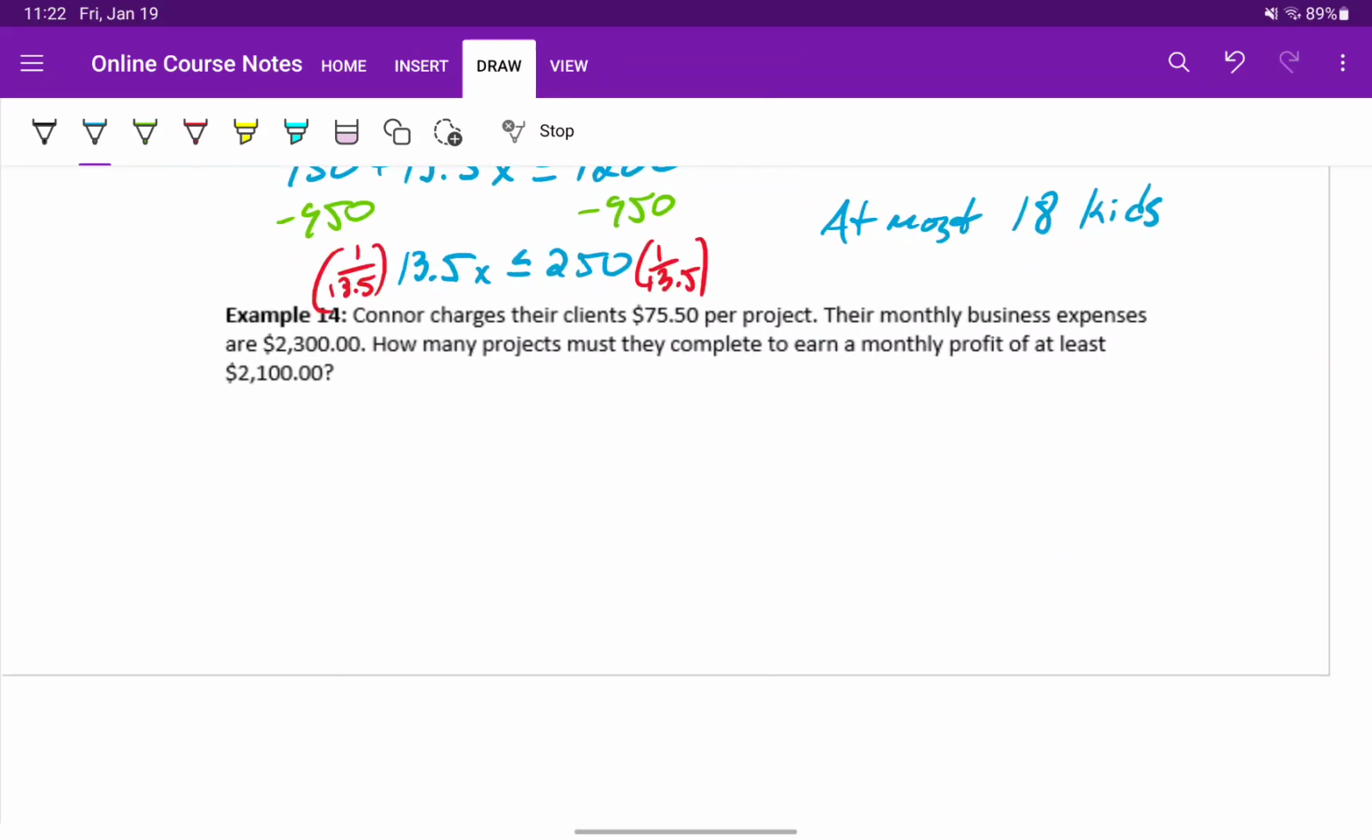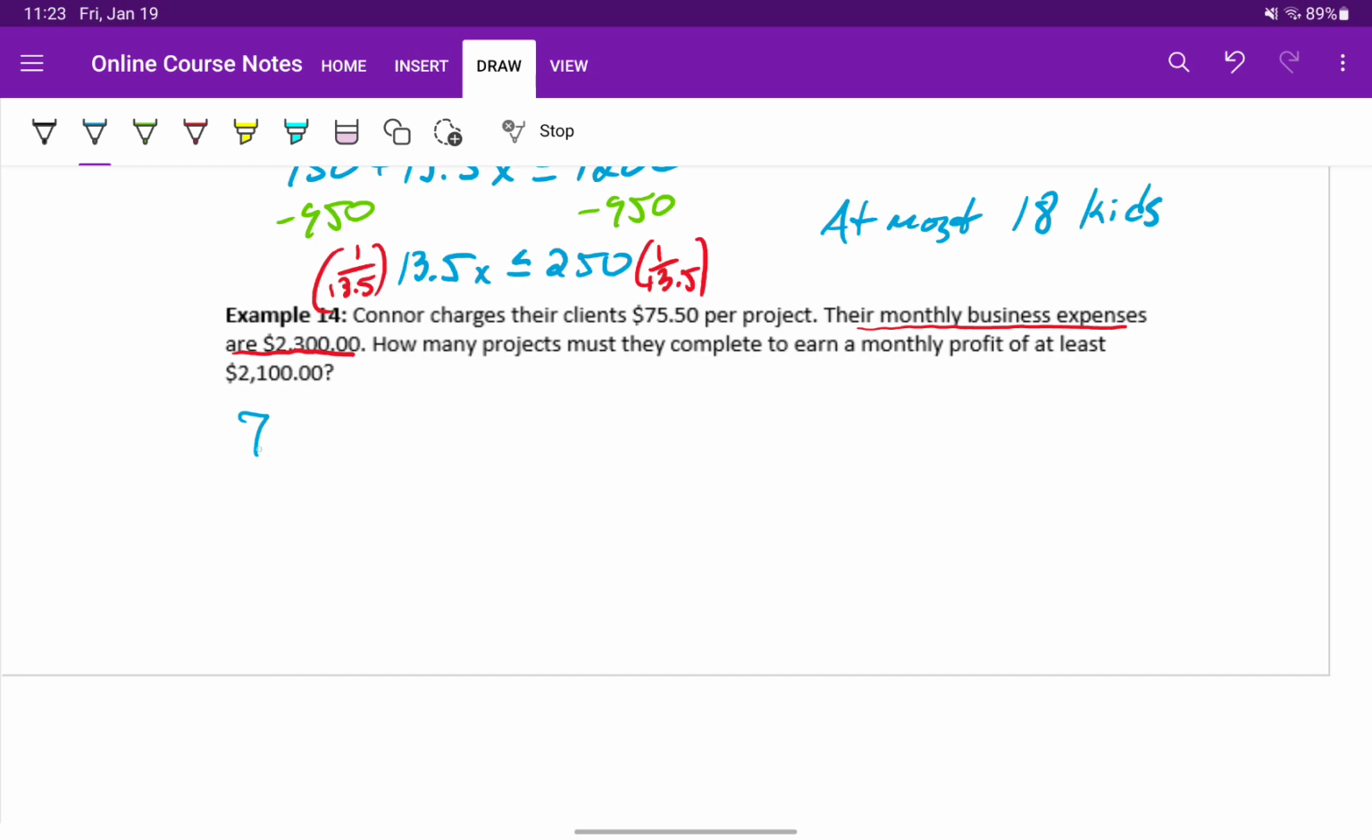In our last example, Connor charges their clients $75.50 per project. Their monthly business expenses are $2,300. How many projects must they complete to earn a monthly profit of at least $2,100? This is different from example 13 because now we have this information about their monthly business expenses that they're keeping in mind.